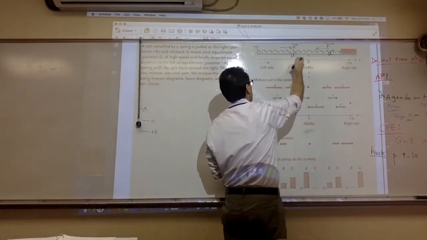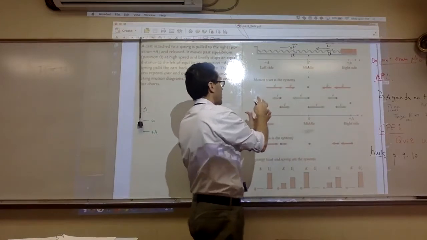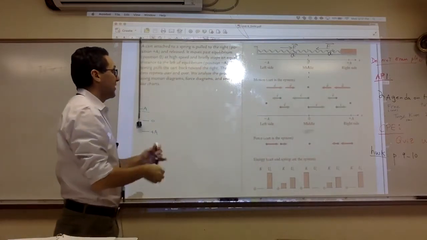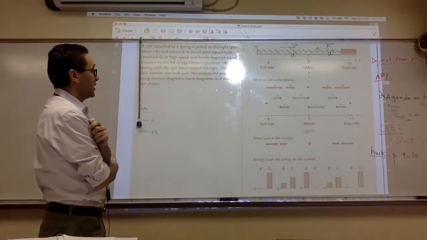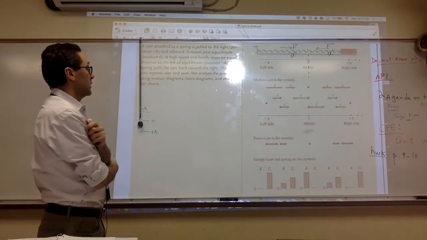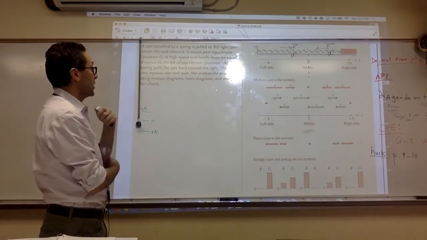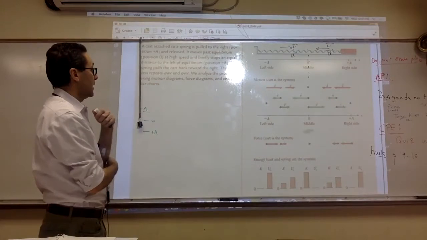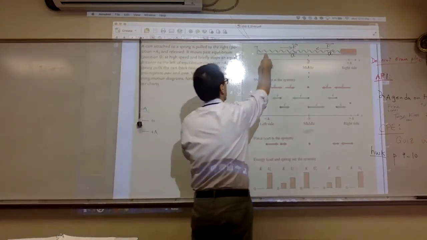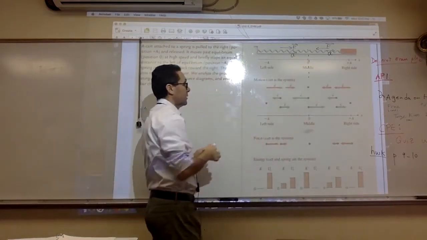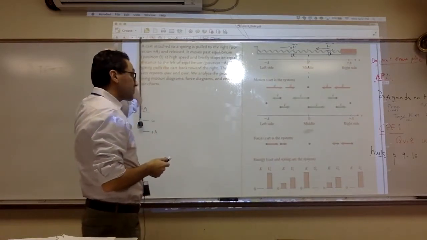And as you go in this direction, you compress the spring, which means now you have more elastic potential energy, which means you're losing some speed. You're getting that elastic potential energy at the expense of kinetic energy. And you get to the other end, you stop and you turn around and the cycle repeats.